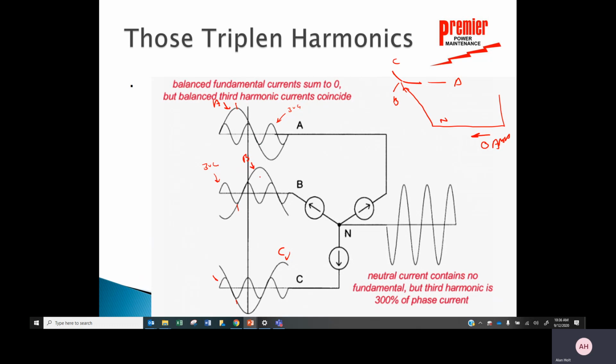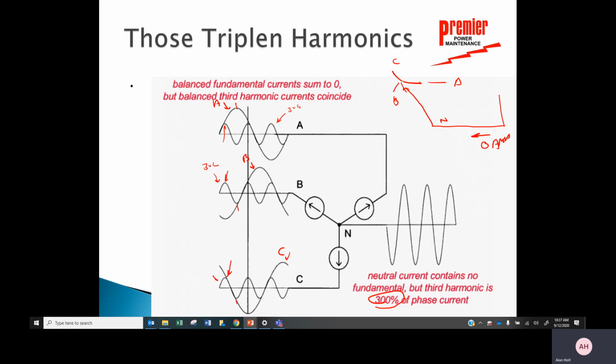they would add up to 0. At any given point, the three fundamental frequencies, if I add them all three up, they would add up to 0. But look here. If I add this portion of the third, and this portion of the third, and this portion of the third, they don't add up to zero. They actually add up to 300% of the third harmonic. Okay, so typically I don't want neutral current to have anything in it, but the third harmonic is 300% of the phase current. So they add up, they don't cancel each other out. And that's a real problem.